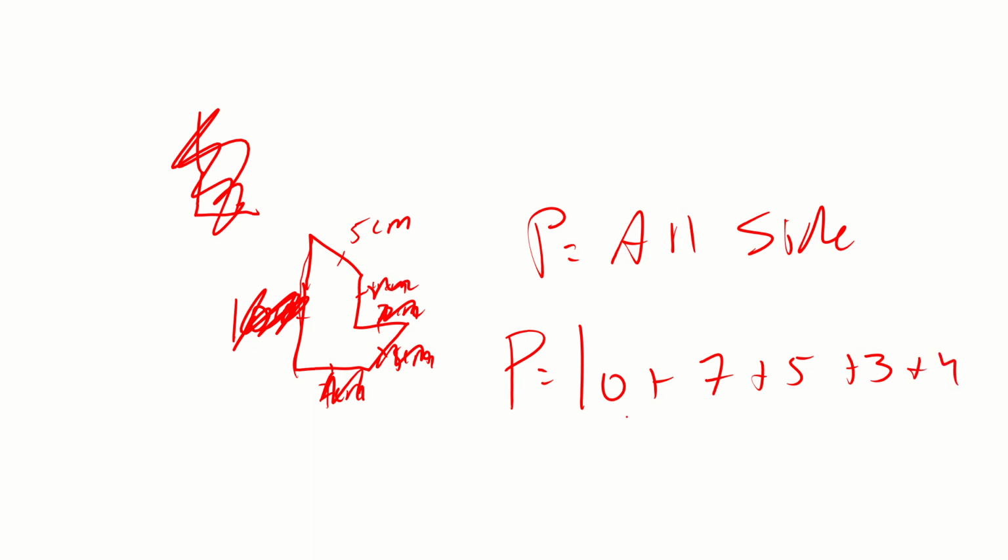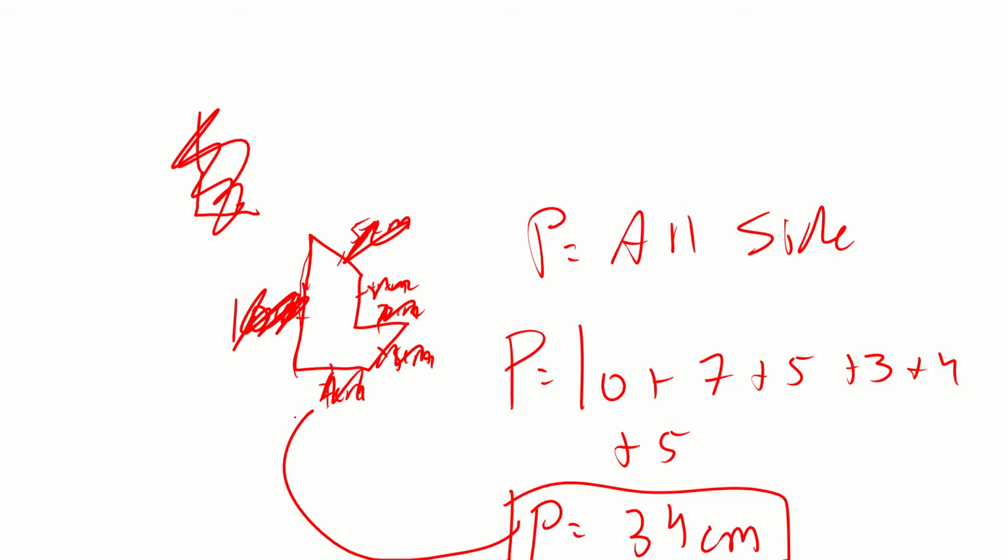And you don't have to do this. Don't do it actually, because you're scribbling out your data. But here plus 5. So now we're going to do it all together. 10 plus 7 is 17. Plus 5 is 22. Plus 3 is 25, plus 4 is 29, plus 5 is 34 centimeters. So here what I'm saying is the perimeter of this shape is 34 centimeters. So if I was to create that shape, I would ask for 34 centimeters.